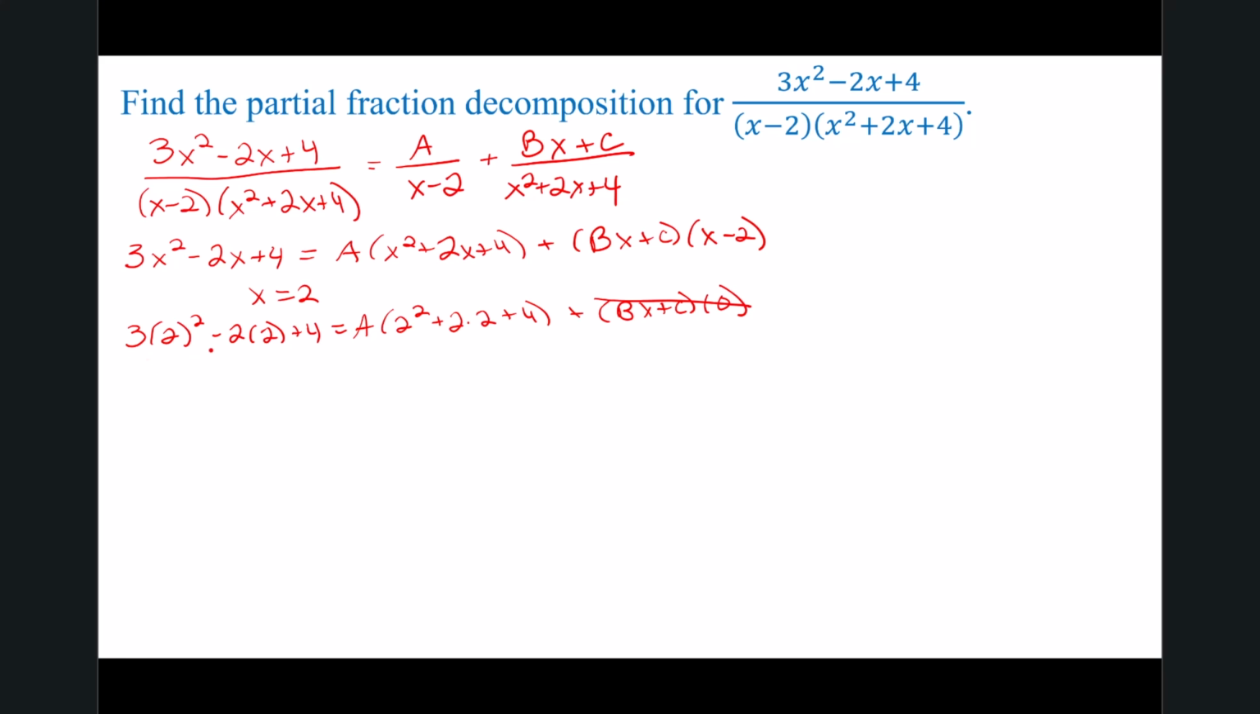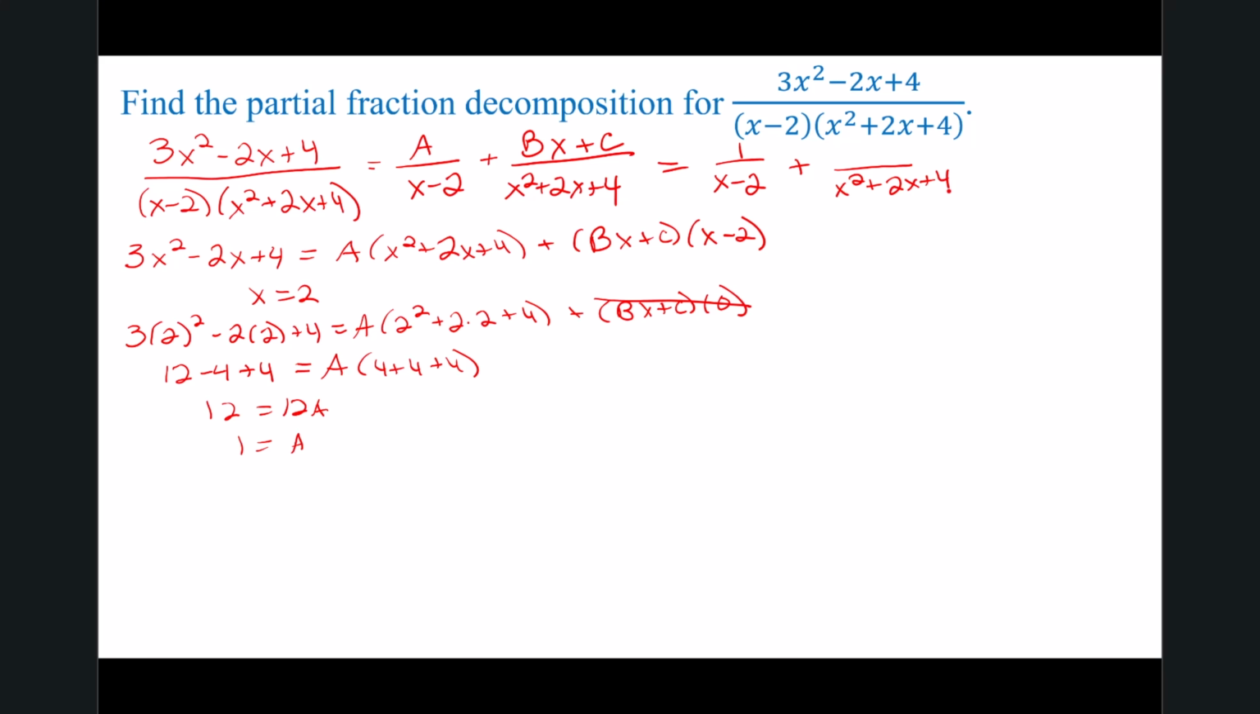Then I'm going to simplify everything. On the left side, I have 12 minus 4 plus 4. On the right side, I have a times 4 plus 4 plus 4. So 12 equals 12a, and a equals 1. All right, so I found a equals 1. So I have 1 over x minus 2. I don't know what b and c are yet, so I have something over x squared plus 2x plus 4.